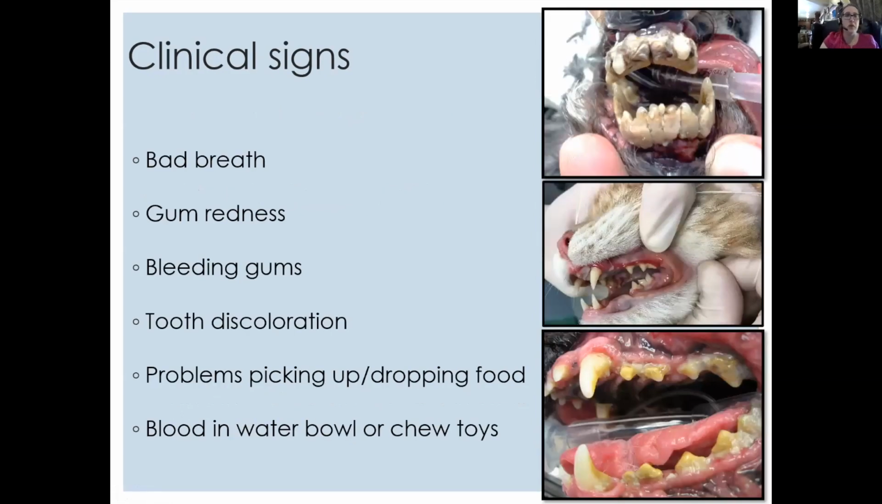In general, clinical signs of periodontal disease include bad breath, and that's most commonly what pet owners come to me with. They say, we really think that the dog or cat has stinky breath. We also can see redness of the gum tissue, bleeding of the gums, and tooth discoloration, but that's usually related more to the teeth having the tartar, the calculus, and the plaque on it. Problems picking up food or dropping food, maybe they tilt their head to the side and you see food drop out, or blood in the water bowl or on chew toys. Maybe they're seeing a little bit more gingivitis and irritation, and therefore they see it on the toys, on the rope toys.